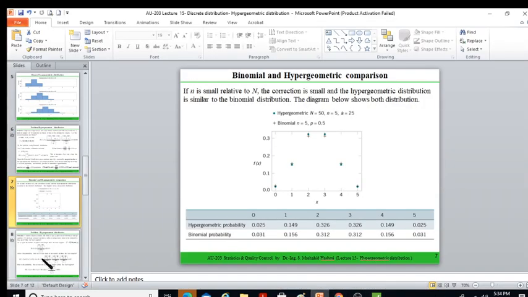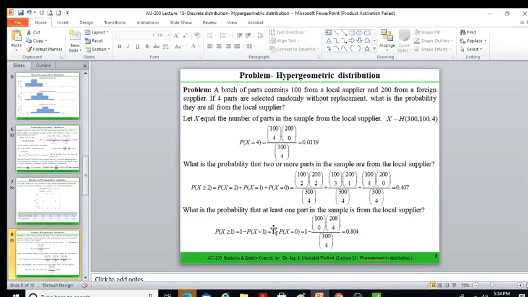For example, let's say we solve this problem as well. A batch of parts has 100 from a local supplier and 200 from others. So altogether capital N is 300 in this case, and we are interested in the local supplier. Local is 100, and we are taking a sample of 4.